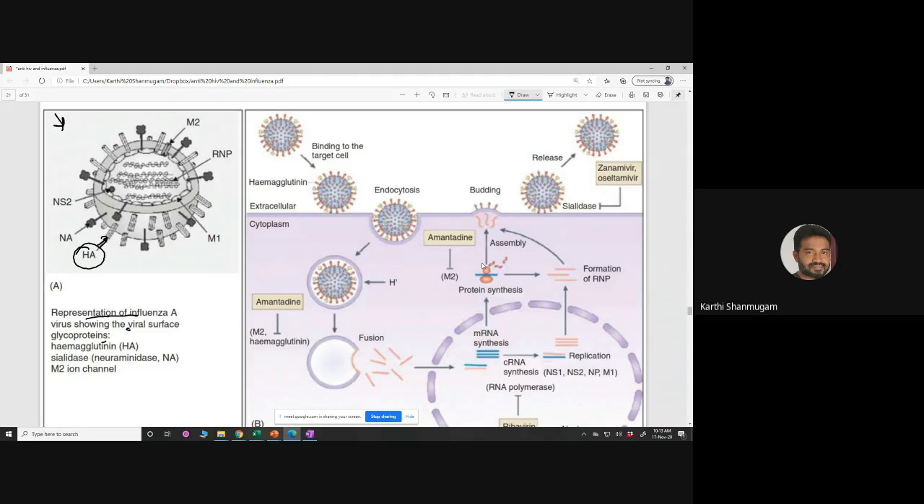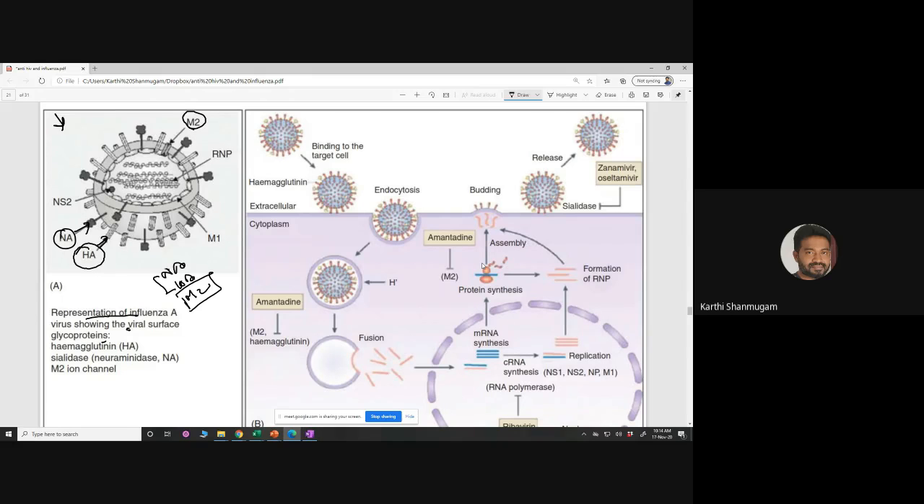Here it is labeled. This is called hemagglutinin, and we have another type of glycoprotein called NA, which is neuraminidase. We have another important type of ion channel called M2. So NA, HA, and M2: NA and HA are glycoprotein molecules, and M2 is an ion channel. These three are considered the most important drug targets for influenza virus.